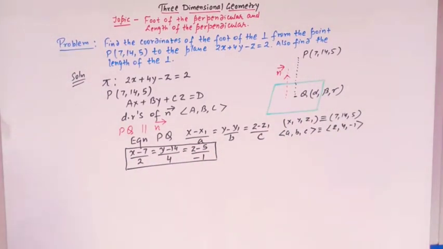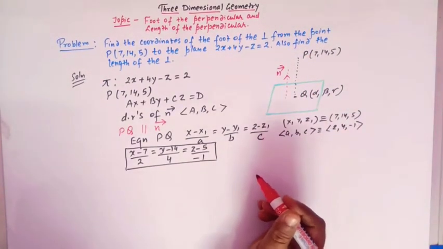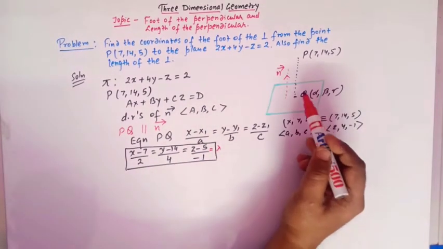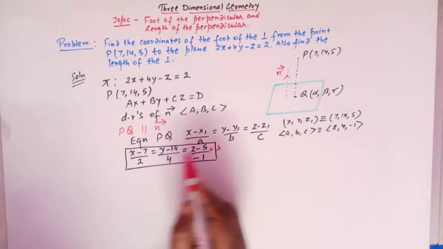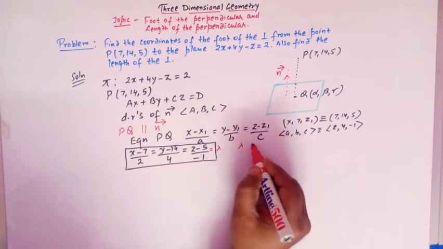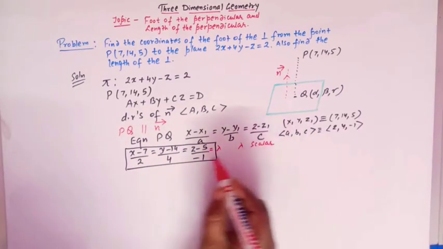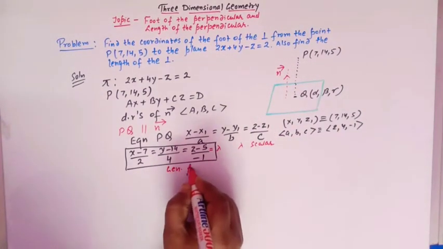Now we see that the point Q lies on the plane as well as on the line PQ. So let us find the general coordinates of any point on the line PQ. For this we have to take a scalar. Lambda is the scalar, and from this equation we can find the coordinates of the general point.